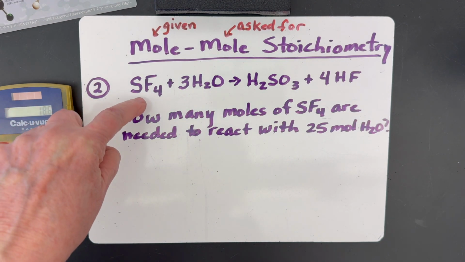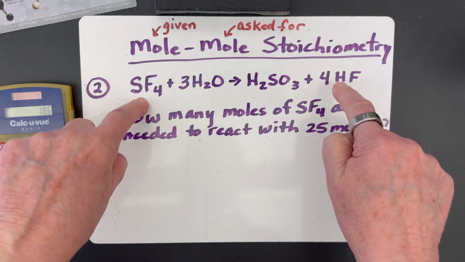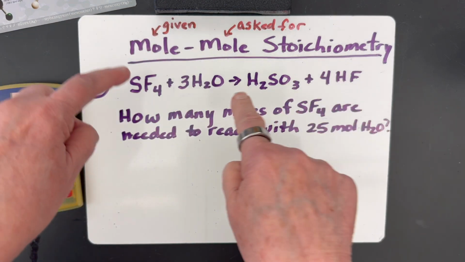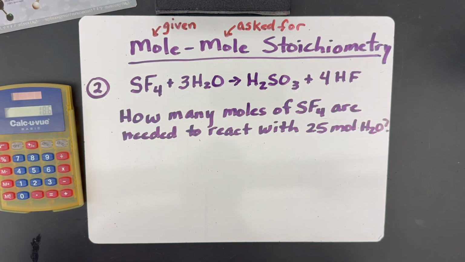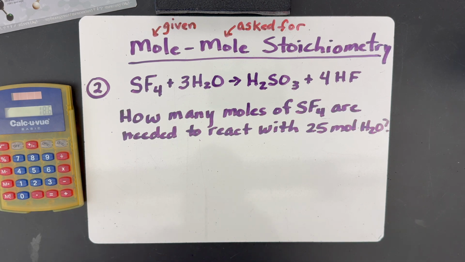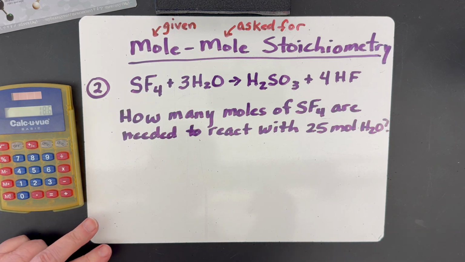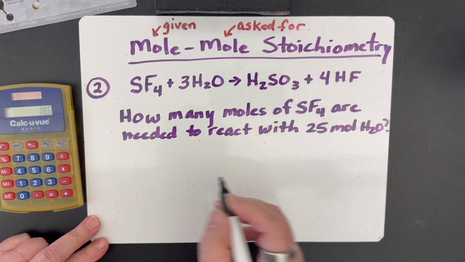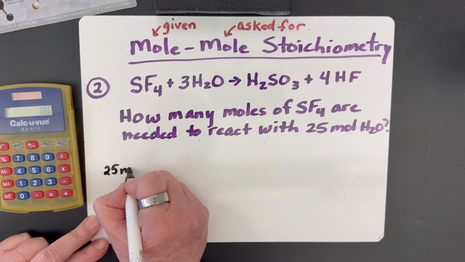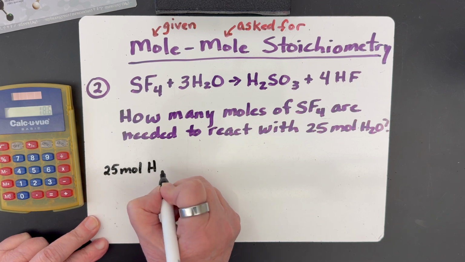You could be given a reactant and ask for a product. You could be given a product and ask for a reactant. You could be given a product and ask for the other product, or given a reactant and ask for the other reactant. Any which way, it works exactly the same. If you'd like to pause the video here and try to work it out, and then hit play to check your answer, that might be a good plan. We are going to start with what we're given, and we're given 25 moles of water, H2O.